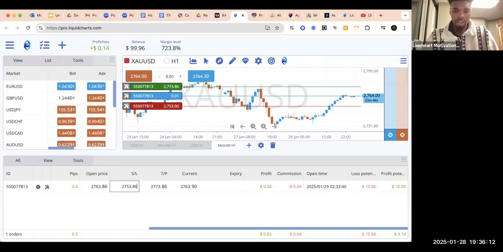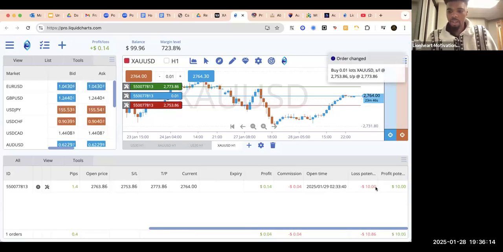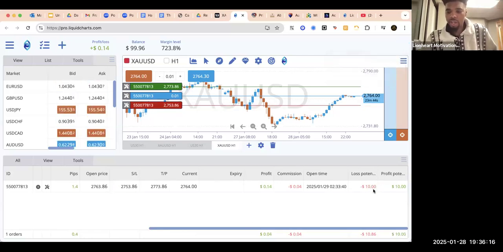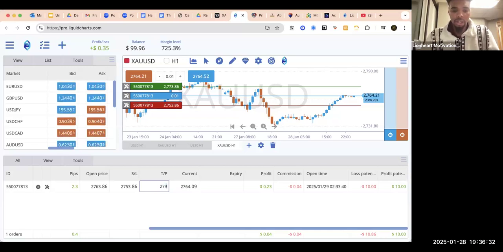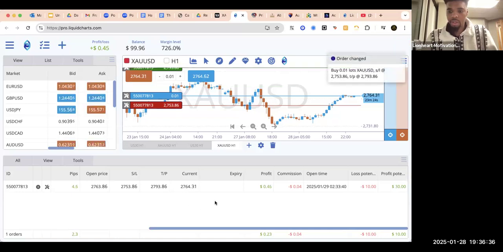753, 86. All right. So this is a 1-to-1 ratio right here. If you're looking where it says loss potential and profit potential, and it's $10 up, $10 down, that is a 1-to-1 ratio. So if I was looking for a 1-to-4 ratio, then that means I'd be looking at 2786, I believe. Nope. So now that's a 1-to-3 ratio.